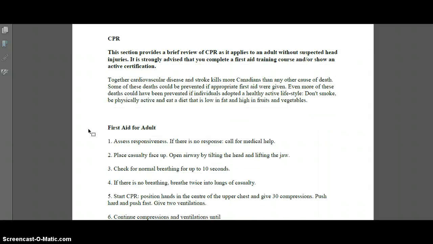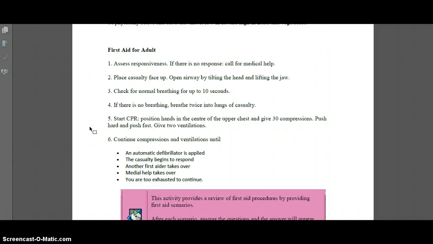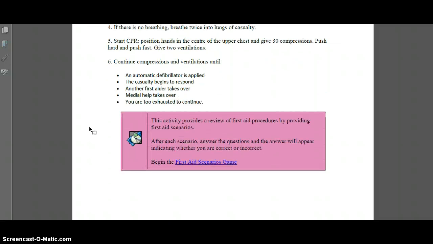And CPR. Now, this is just a general overview of CPR. This does not mean that you are certified and should be practicing CPR. And, if you run into the situation, my best advice, if you're interested in that, is to take a CPR course. That's the only way that you can guarantee you understand what's going on in CPR.